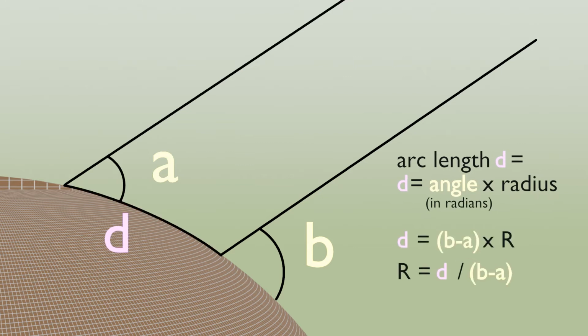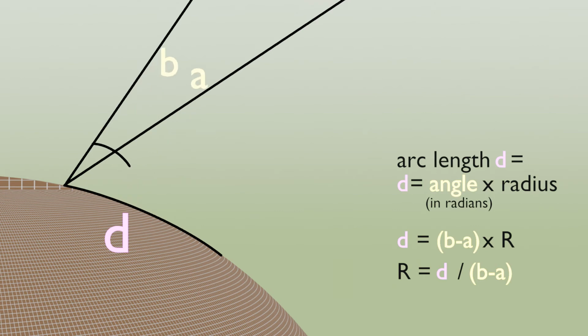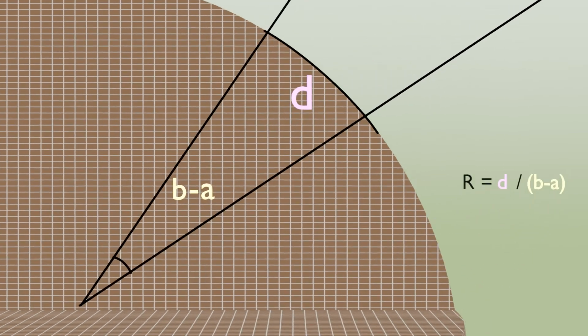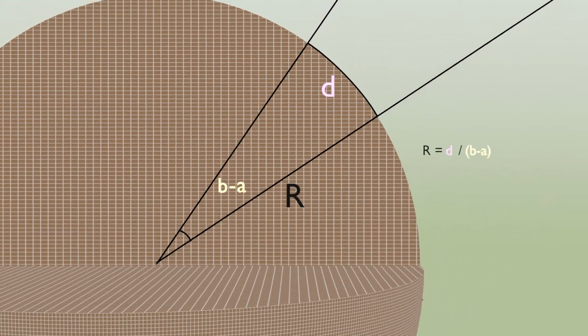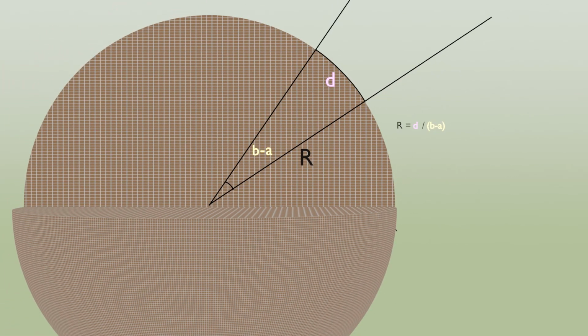So this might be doable on a table, but for something as big as the Earth, this might not be practical. But the good news is, we don't need to travel an arc length that covers an entire circle. Any arc length is described by the same equation, and therefore any arc length traveled could allow us to derive the radius of the Earth, as long as the angle measured, b minus a, is greater than the instrument's minimum resolvable angle. But of course, the longer the distance traveled, the more precise the measurement.